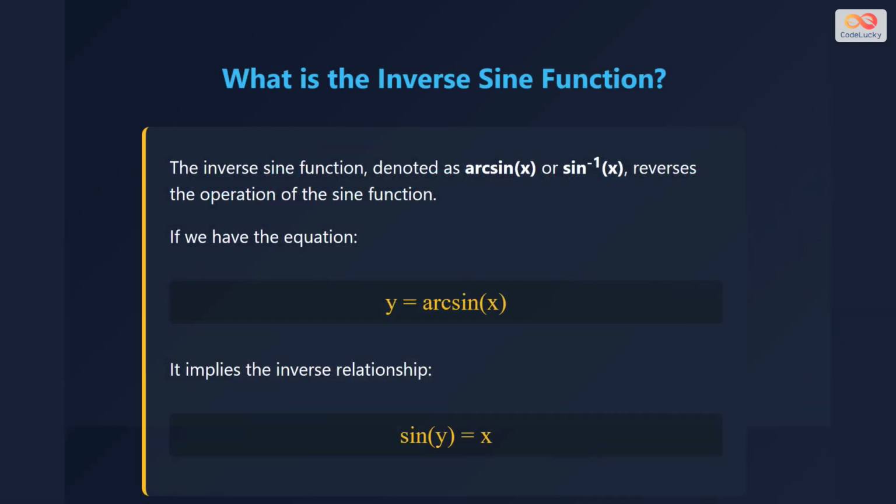First, let's understand what the inverse sine function actually is. If we say y equals arcsin of x, it means exactly the same thing as saying sine of y equals x. The function reverses the operation of sine, taking a value and giving us back the angle.